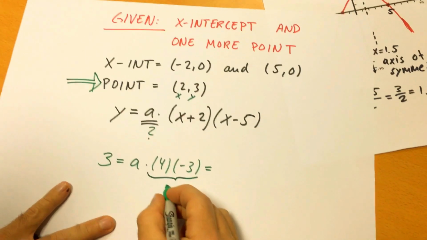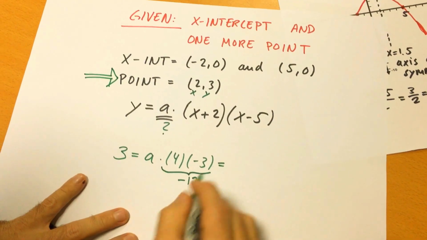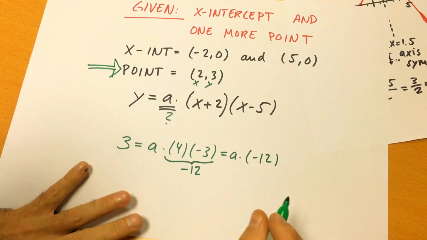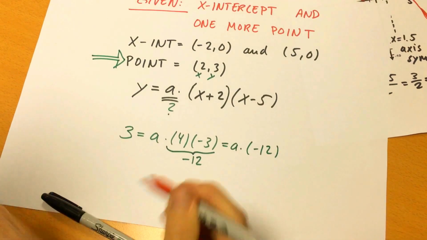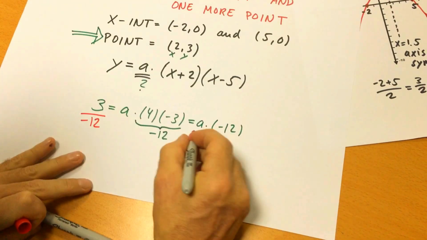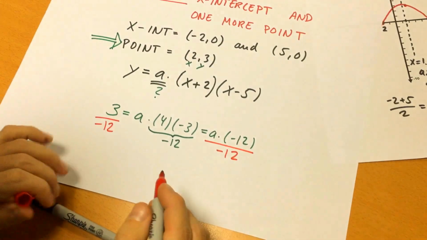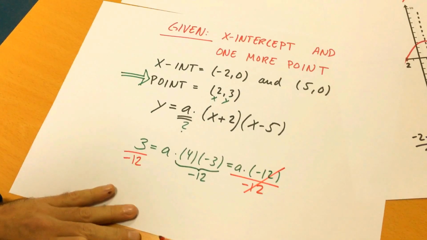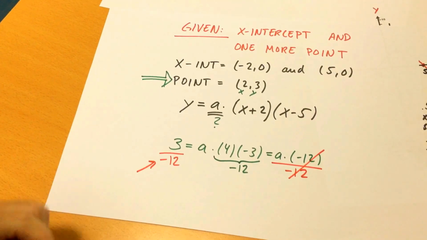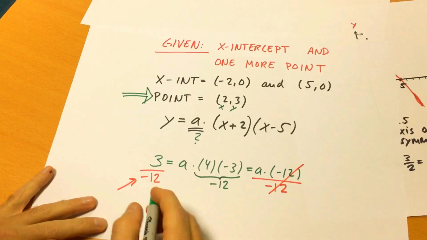These two guys give me negative 12, 4 times negative 3. So I have a multiplied by negative 12. Let's now divide both sides by negative 12. 3 divided by negative 12. A times negative 12 divided by negative 12. So once again, these two cancel out. But I have a 3 divided by negative 12 on the other side. Well, 12 is 3 times 4, so the 3's will cancel out.